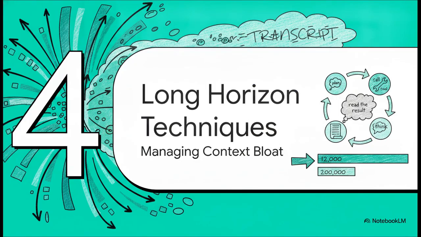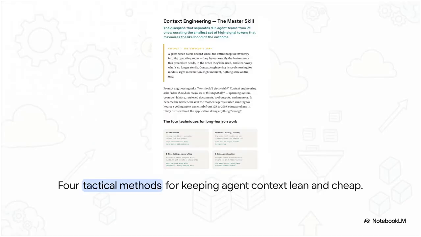And let me tell you, this scrub nurse mentality becomes absolutely critical when we move into Section 4, Long Horizon Techniques for Managing Context Bloat. When you're coding agents, they typically run in a loop. They plan, call a tool, read the result, think, and repeat. Because every single iteration forces the model to reread the entire transcript, your token count can easily explode from 12,000 to 200,000 in just 30 turns.